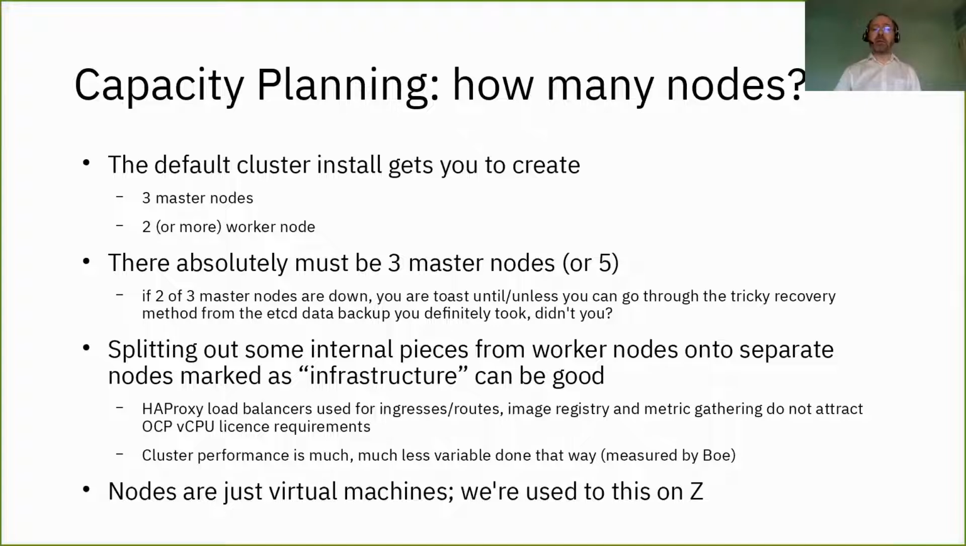And yeah, so nodes are just virtual machines. We're used to doing this on Z. We're used to deciding, okay, shall we scale up a bunch of virtual machines horizontally? Shall we scale them up vertically? How are we going to spread them out between LPARs and CECs and things like that? So, you know, we're used to that in the Z world.